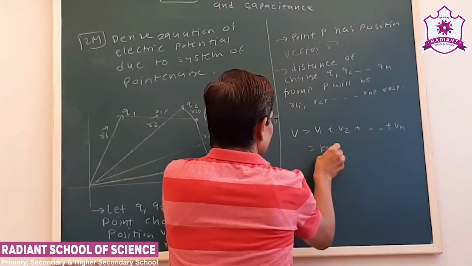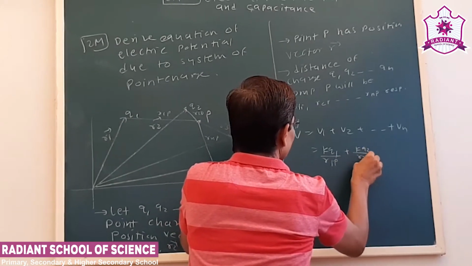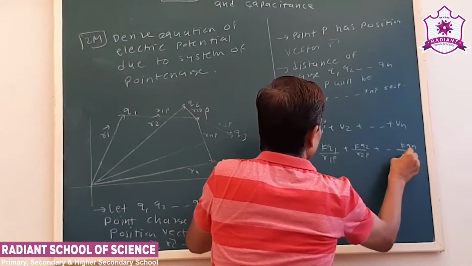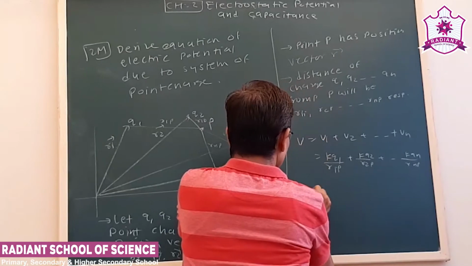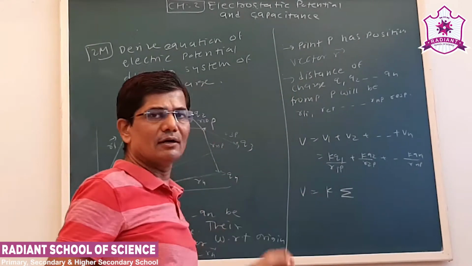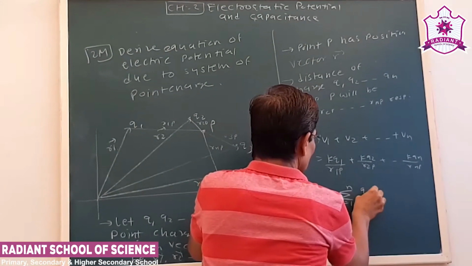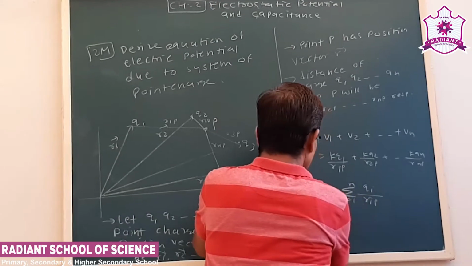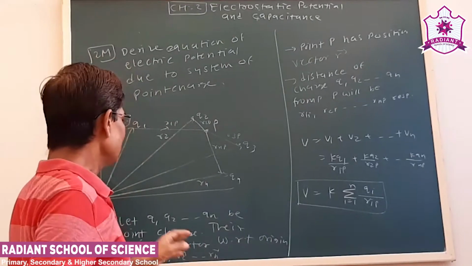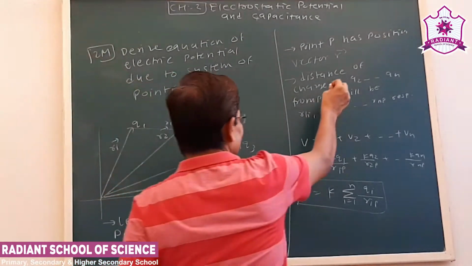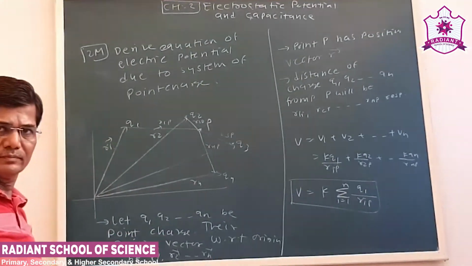Now that can be written as KQ1 by R1P, KQ2 by R2P, up to KQn by RnP. Now this can be written in the form of a summation: V is equal to K sigma, i is equal to 1 to n, Qi by RiP. This will be a generalized formula for a system of point charges. This is how we can obtain the equation of electric potential due to a system of point charges.